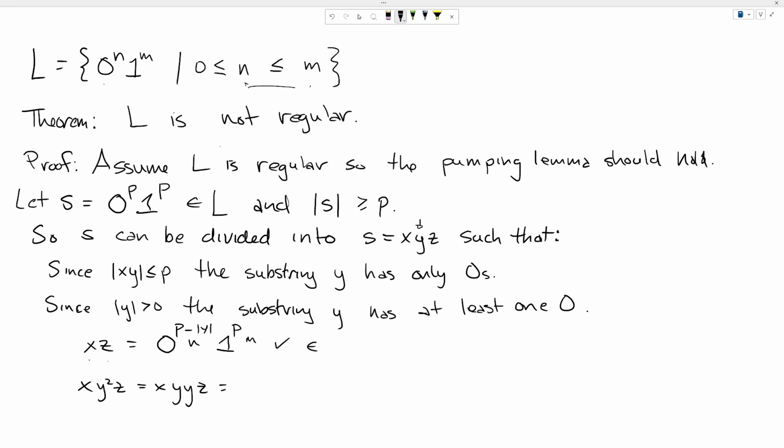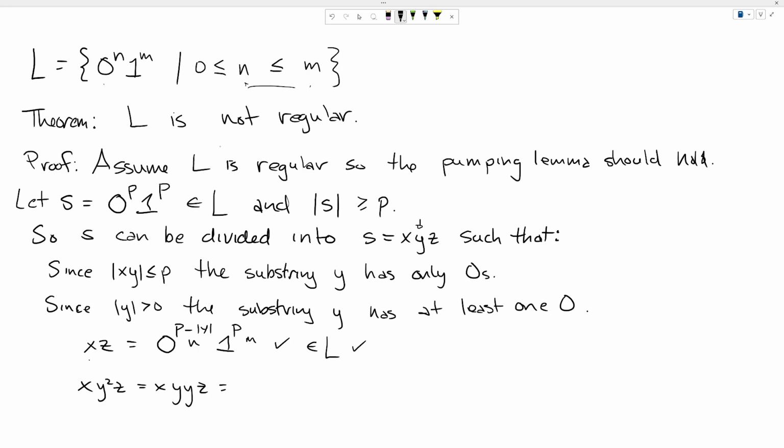This is still a member of our language, which means we're doing good. We pumped this string down and we still got another string in our language. So far so good. Maybe we're wrong. Maybe this language is regular. This is why it's important to try some things out. Again, I've got check marks here saying this worked. We're looking for something that didn't work. So unfortunately, this means overall, this didn't work. This particular example does not show that our language is not regular. So let's try our other one here.